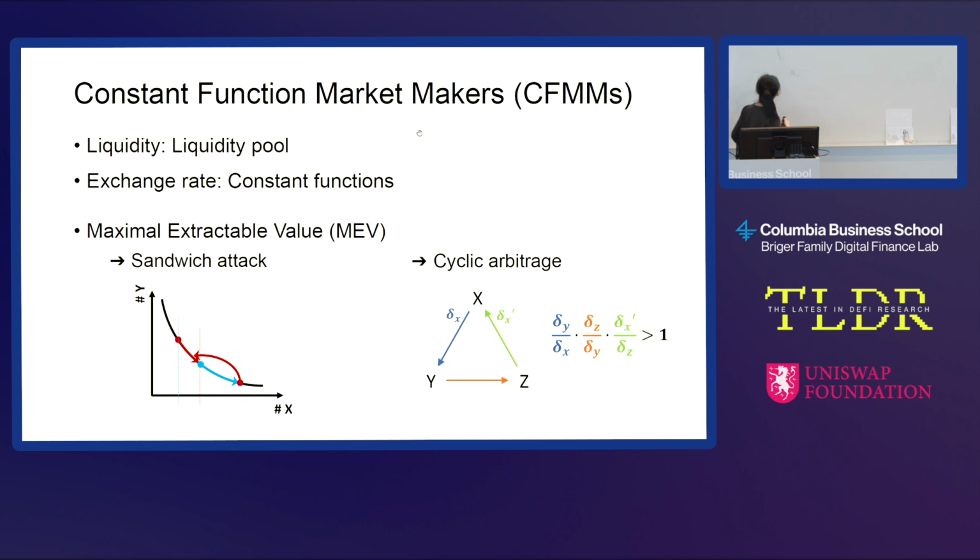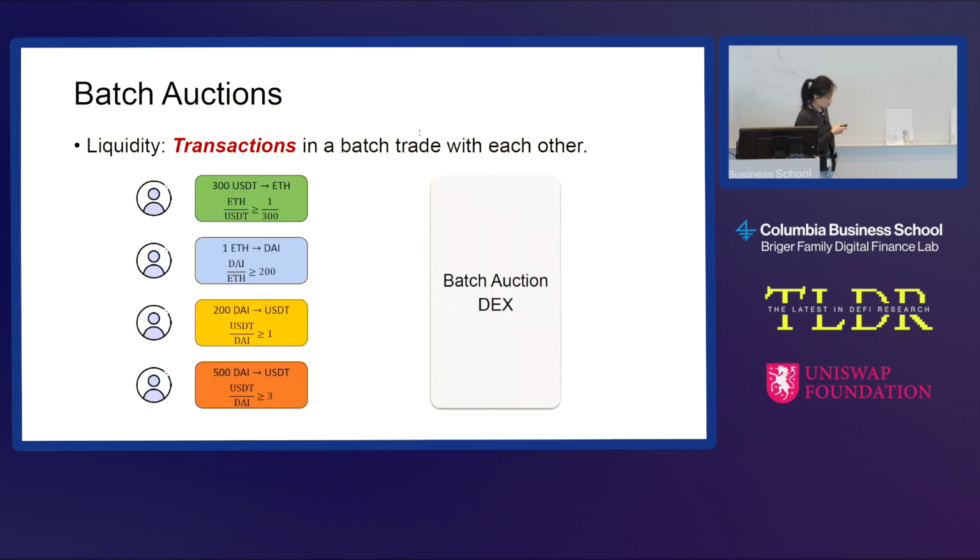For example, on the left, I show the sandwich attack. You may find that in this design, the exchange rate is not fixed. The price of a token changes immediately after a trade. So the sandwich attacker could exploit this user transaction to cause a price movement and benefit from buying low and selling high.